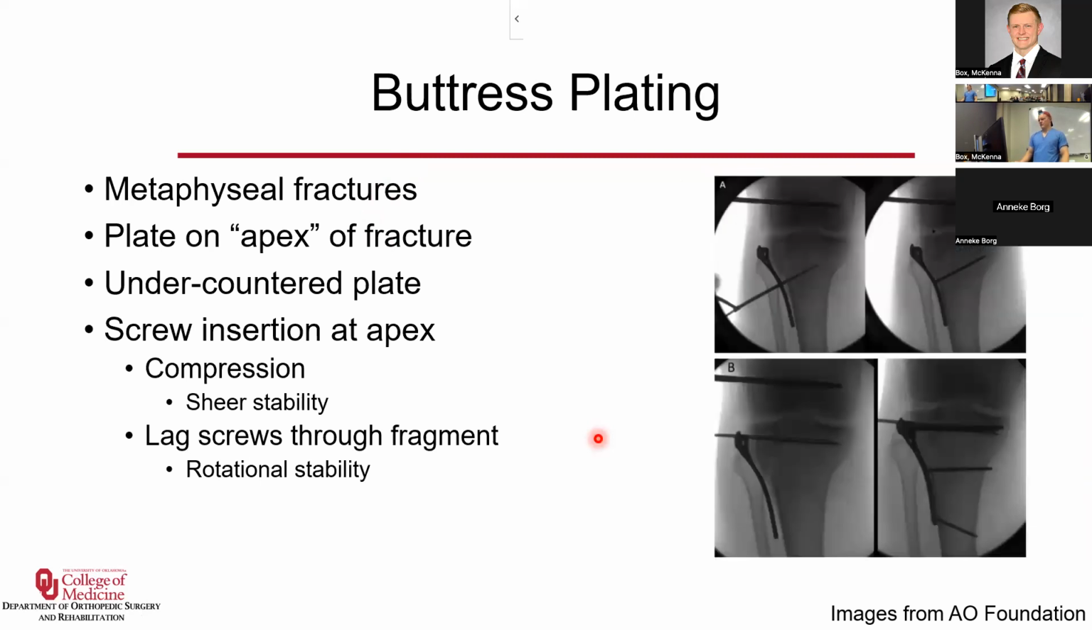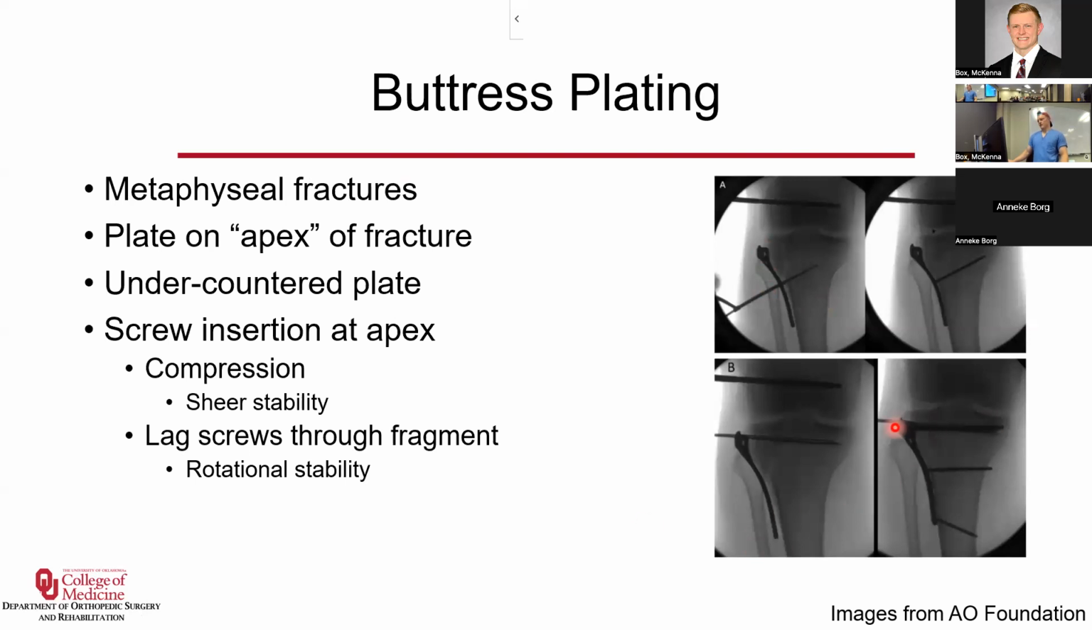So this is an example of a buttress plate. How this works: here's the fracture right here. You want to place the plate on the apex of the fracture, which is going to be this area right here, and you want the plate to be under contoured. So whenever you place this first screw here, it's basically going to pull the plate onto the bone because it's under contoured. It'll compress through here and allow for primary bone healing.